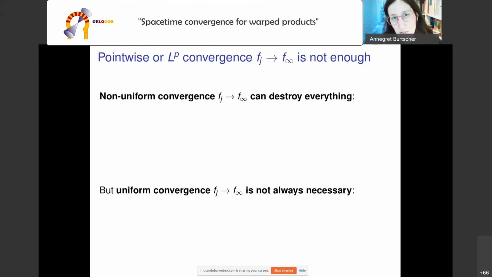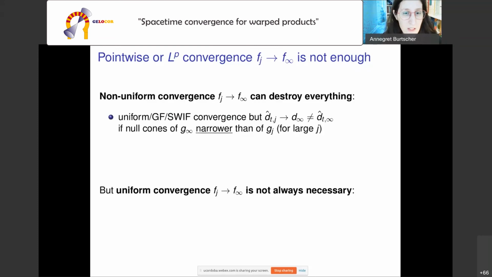So the first thing that you observe is, if you don't assume uniform convergence, then everything can go wrong, basically. One scenario is that you have a convergence, but the limit is not the limit of the limiting warped product. This can happen in particular if the null cones of the limiting warped product are more narrow than the sequence nearby. So you somehow restrict the class of admissible curves more and more, because the class of curves, of course, depends on the metric, which is not the case in Riemannian geometry, by the way.